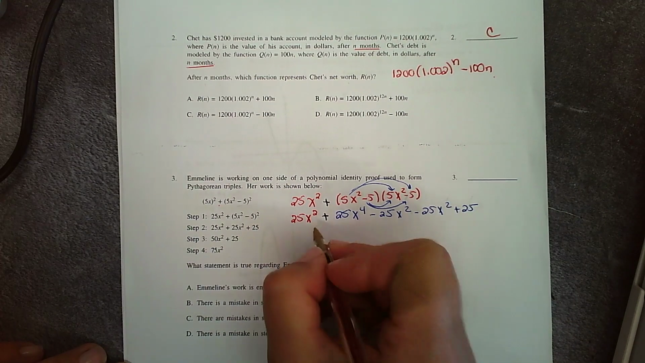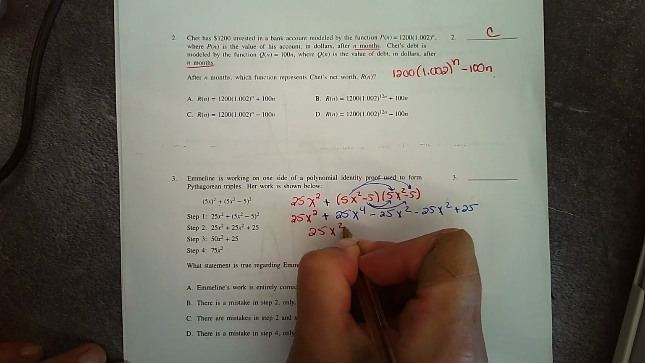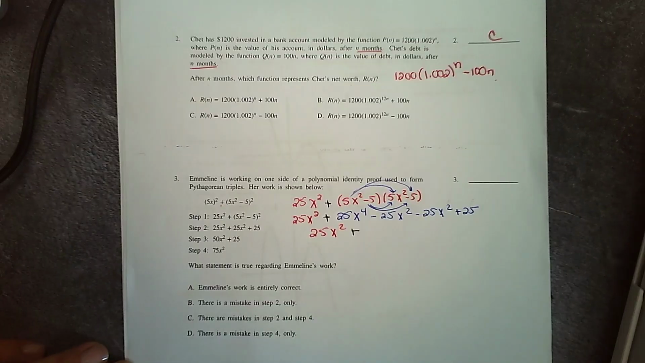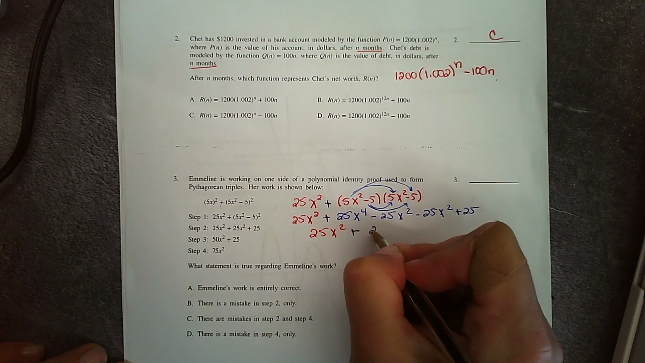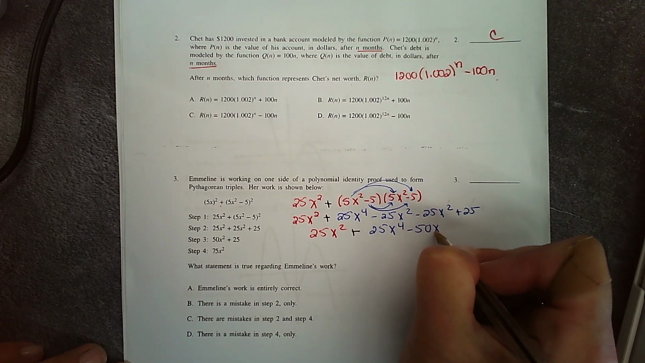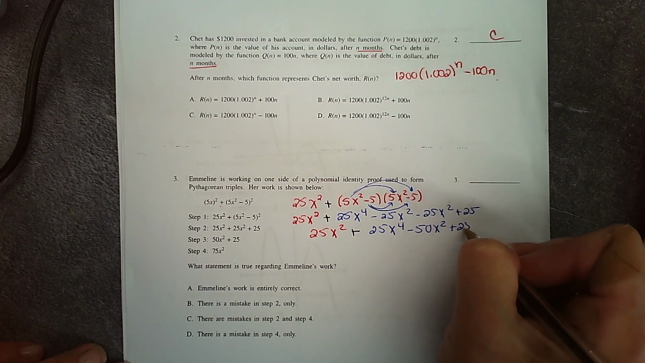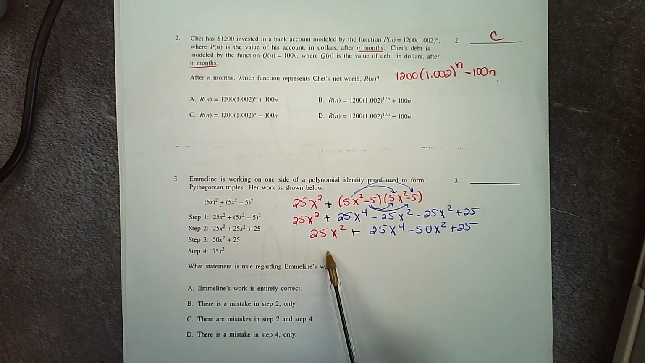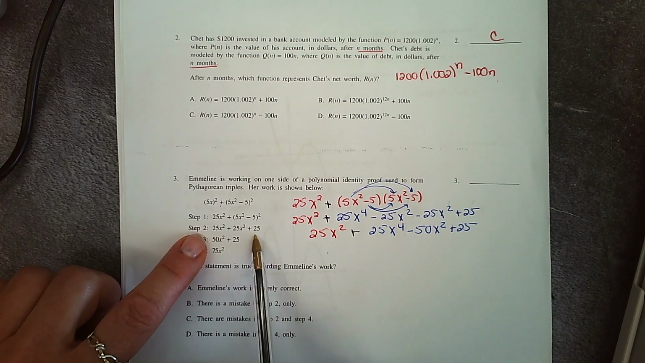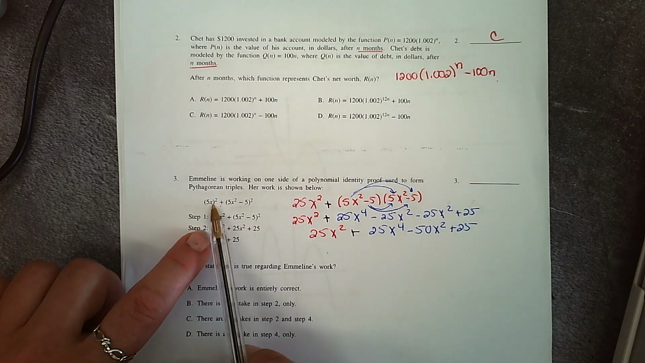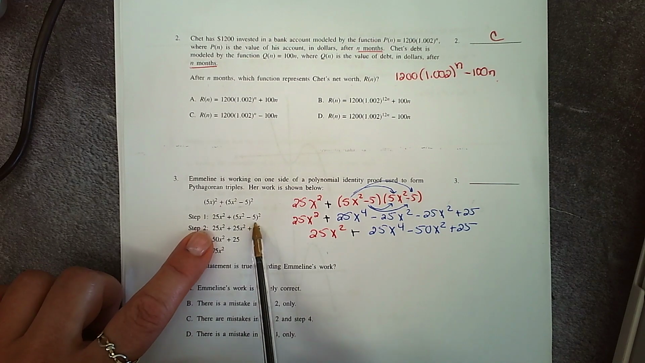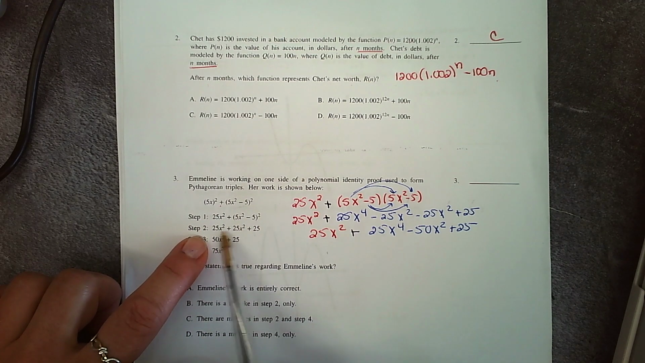So now I've got 25x squared plus, and then when we put all this together, I've got 25x to the fourth minus 50x squared plus 25. So look at this line, right? And look at this line. Those are not the same. So look at this, see, there's the 25x squared. That's correct so far. But this should have been here.